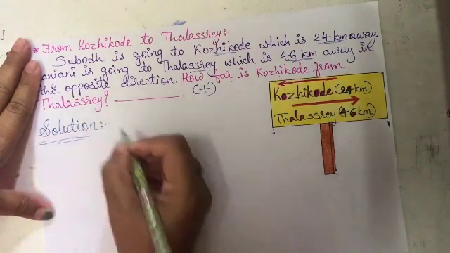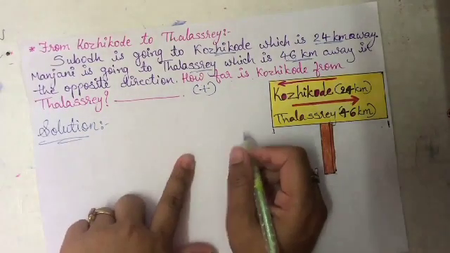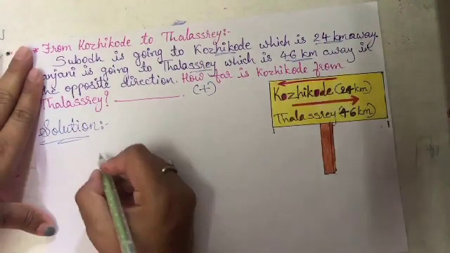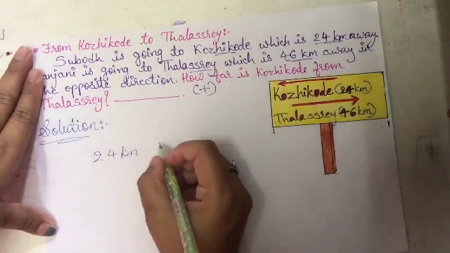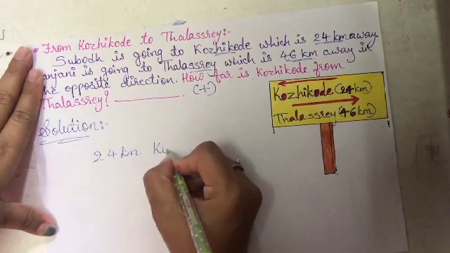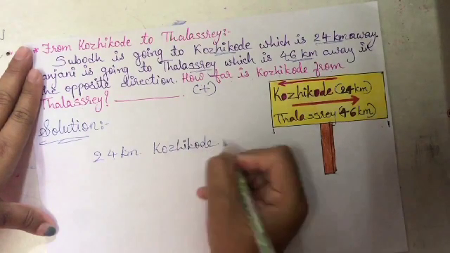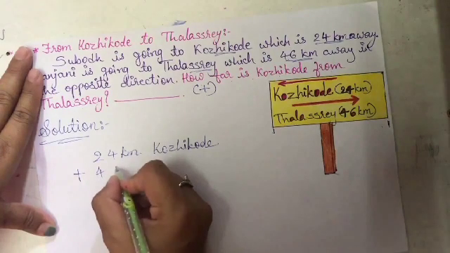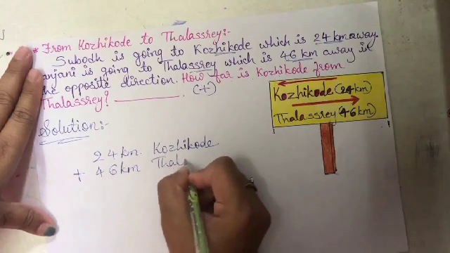Solution. First of all, what do we need to write? Kilometer and meter in the upper side, but meter is not given here, only kilometers are given. So we will write it directly with that. 44 kilometer is Kozhikode, right? And plus 46 kilometer Thalassery.